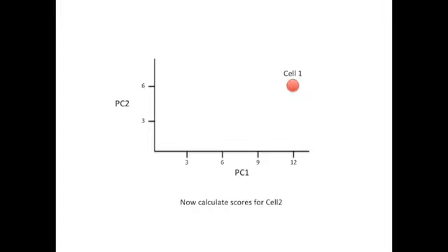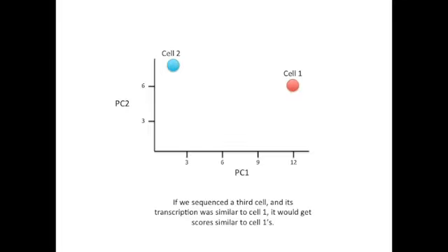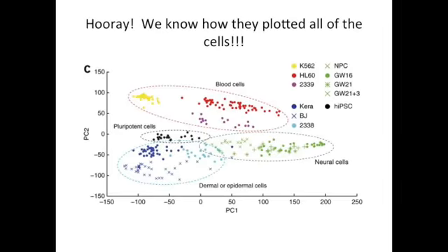Now we have to calculate scores for cell number 2. And if we did the math by multiplying the read counts for each gene by the influence that each gene has on the principal component, we might end up with numbers like 2 for principal component 1 and 8 for principal component number 2. Again, we just plot it like we did in 5th grade. If we sequenced a third cell and its transcription was similar to cell 1, it would get scores similar to cell 1's. And as a result, when we plotted it on the graph, cell number 3 would be closer to cell number 1 than it would be to cell number 2. Hooray! At long last, we know how they plotted all of the cells on this graph.